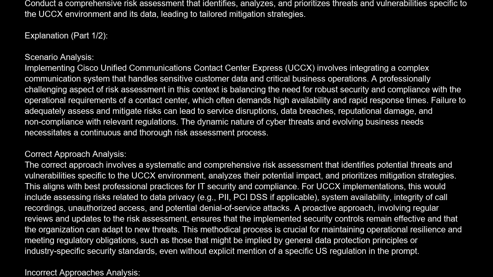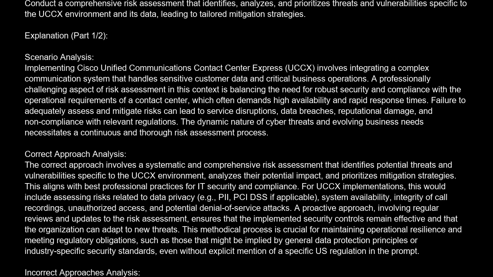Correct approach analysis. The correct approach involves a systematic and comprehensive risk assessment that identifies potential threats and vulnerabilities specific to the UCCX environment, analyzes their potential impact, and prioritizes mitigation strategies. This aligns with best professional practices for IT security and compliance. For UCCX implementations, this would include assessing risks related to data privacy, e.g., PCI DSS if applicable, system availability, integrity of call recordings, unauthorized access, and potential denial of service attacks.